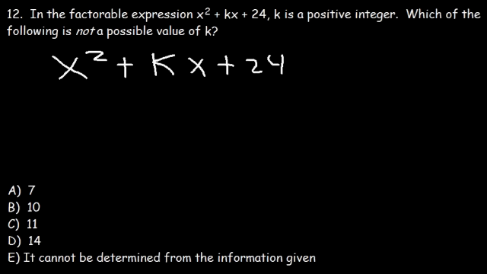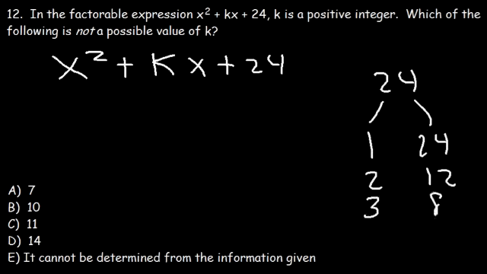So this is like a product sum type problem. We need to find two numbers that multiply to 24 but add to k. But how can we do that if we don't know what k is? So first, let's make a list of all the possibilities. All of the two numbers that multiply to 24. So this would be 1 and 24, 2 and 12, 3 and 8, 4 and 6.